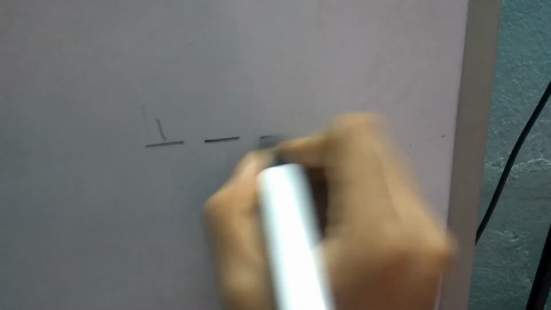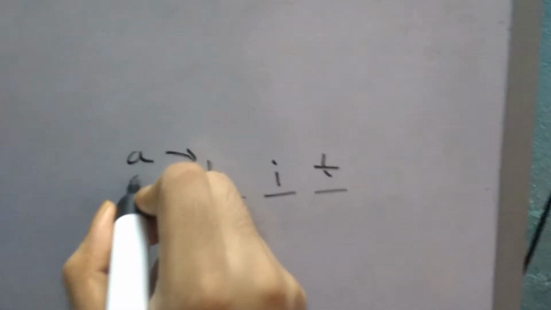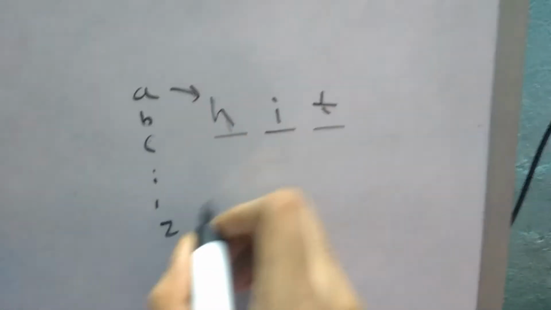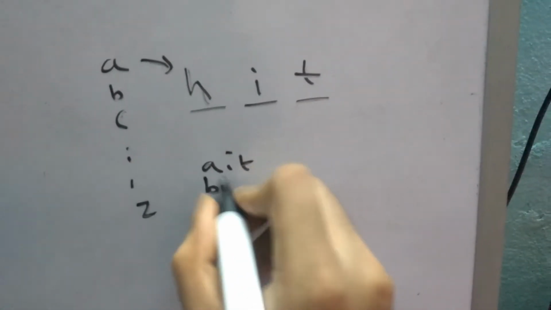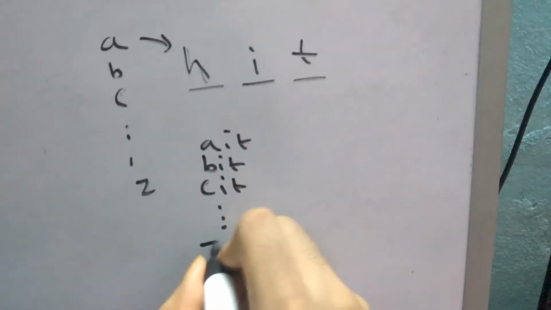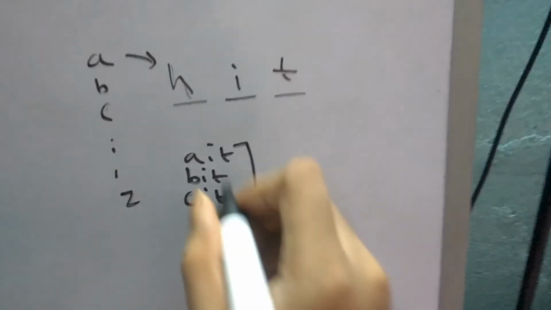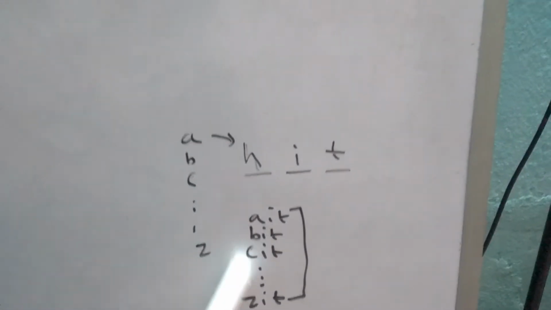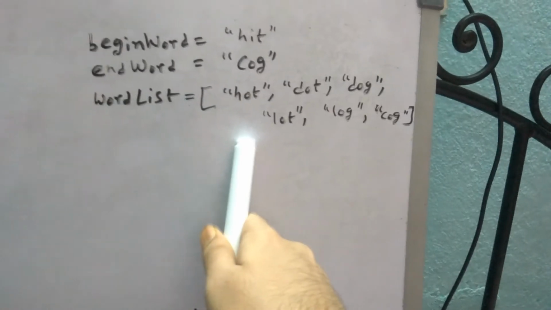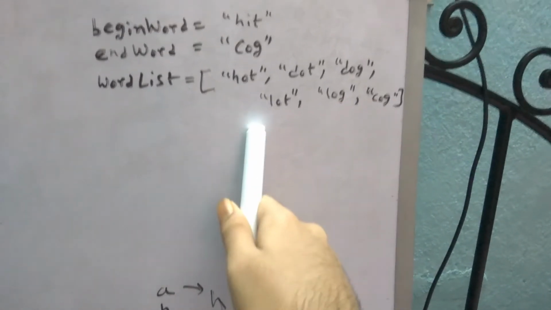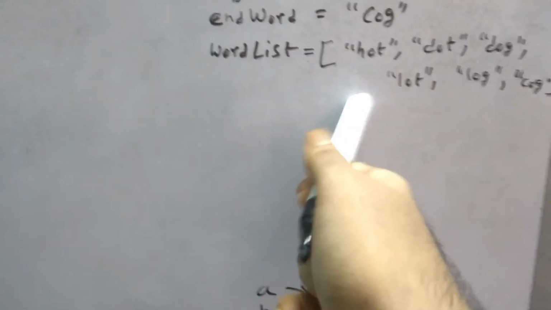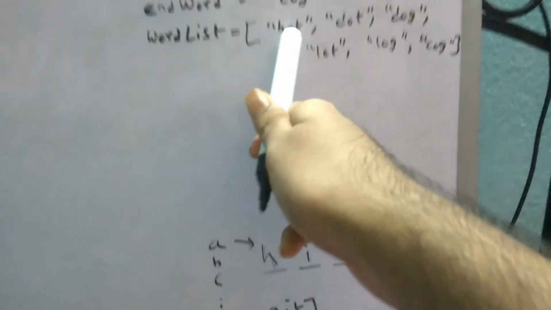For doing that, we will first check all the combinations of these three-letter words, where first we have H I T. Here we first put A, then B, then C, dot dot dot Z. So we will have words like AIT, BIT, CIT, dot dot dot ZIT. And now among these words, we will check if any of them are present in our dictionary. If any word is present in our dictionary, that means there must be an edge between hit and that word. But here we can see none of these words is present in our dictionary.